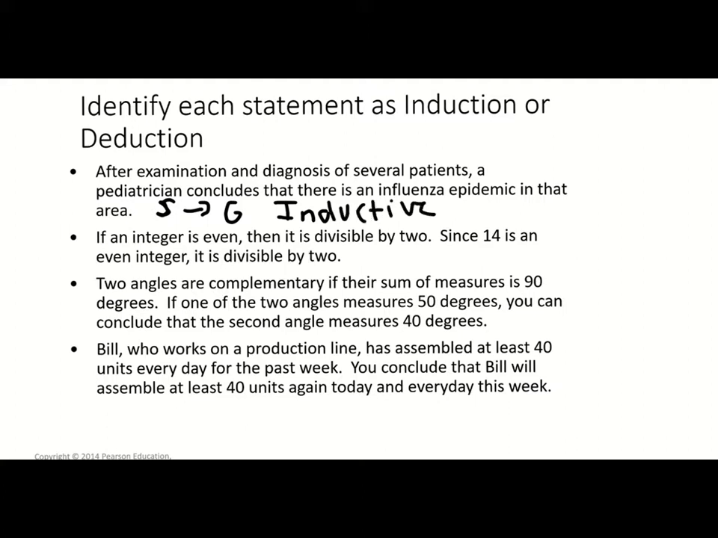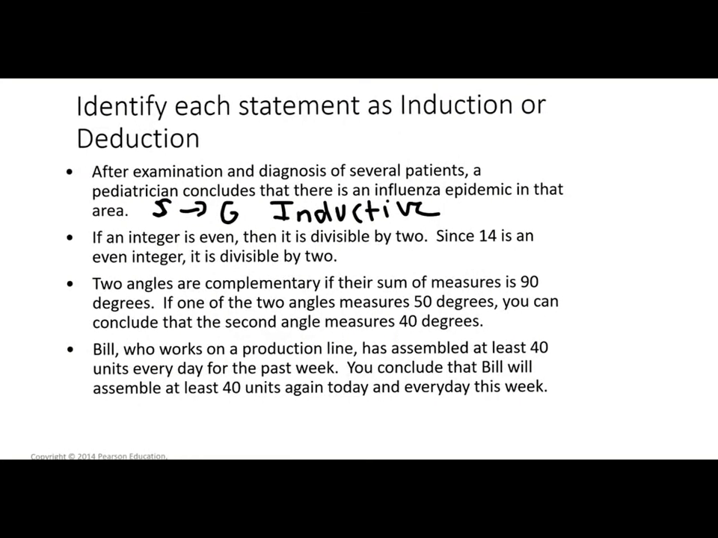All right, so for the second one, if an integer is even, then it is divisible by 2. Since 14 is an even integer, it is divisible by 2. So here we start off with a general statement. There's lots of integers out there. So if an integer is even, then it is divisible by 2. So that's a general statement. And then we go to a specific example. Since 14 is an even integer, it is divisible by 2. So because we went from general to specific, this is deduction.